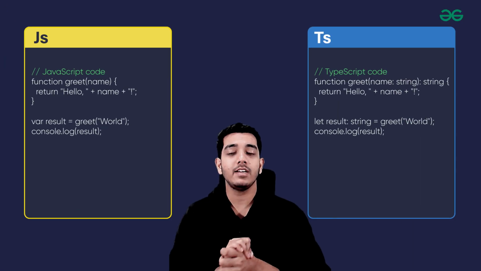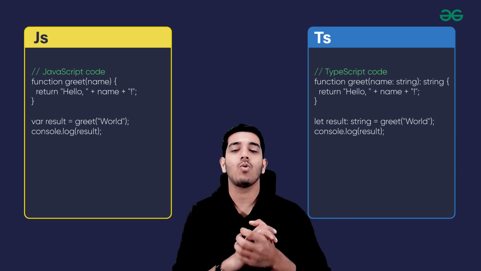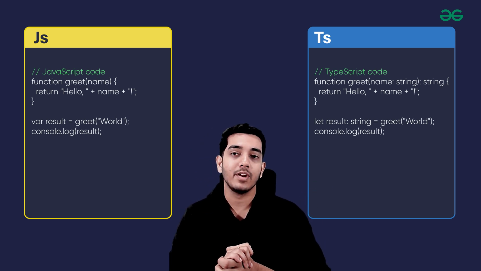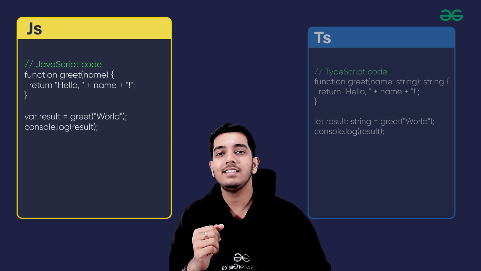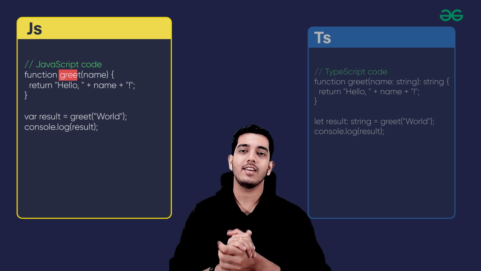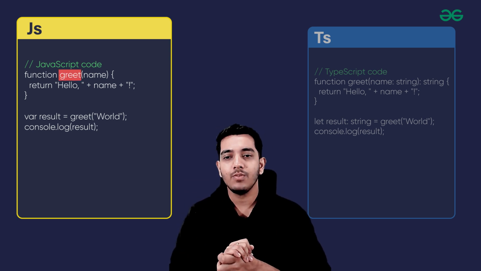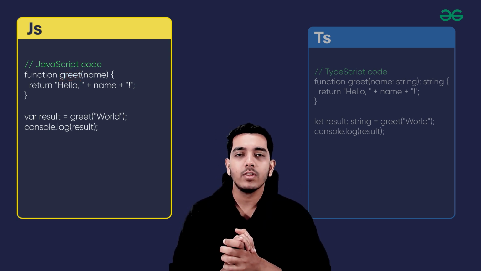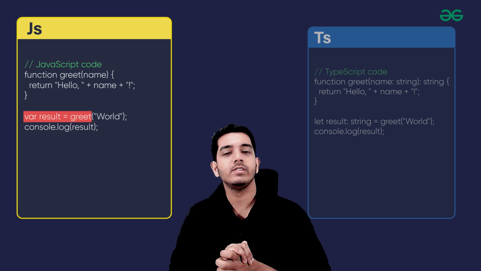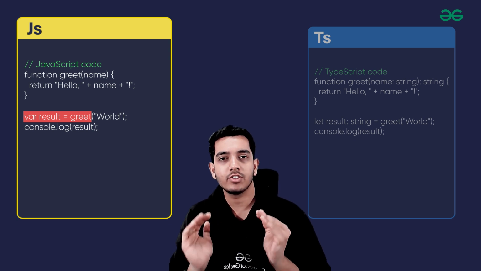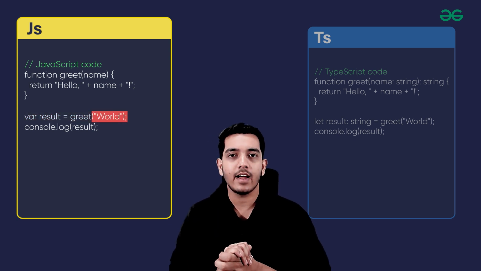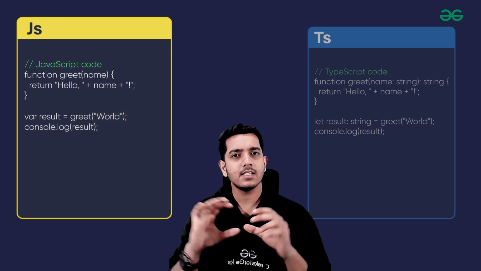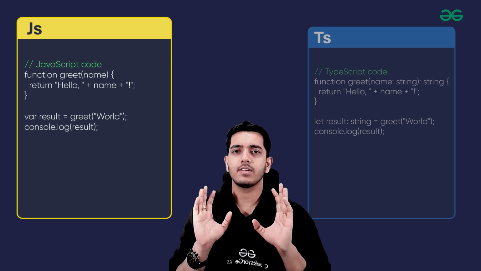Now guys, on my screen you can see on the left side I have the code for JavaScript, and on the right side I have the code for TypeScript. In the JavaScript you can see that we have a function named greet, and inside this we are providing a parameter and it's returning a string. Below that we have result equals greet, and inside that I have provided a string, world, and it's printing that result. That means it's going to print hello world, right? So this is a simple JavaScript function.